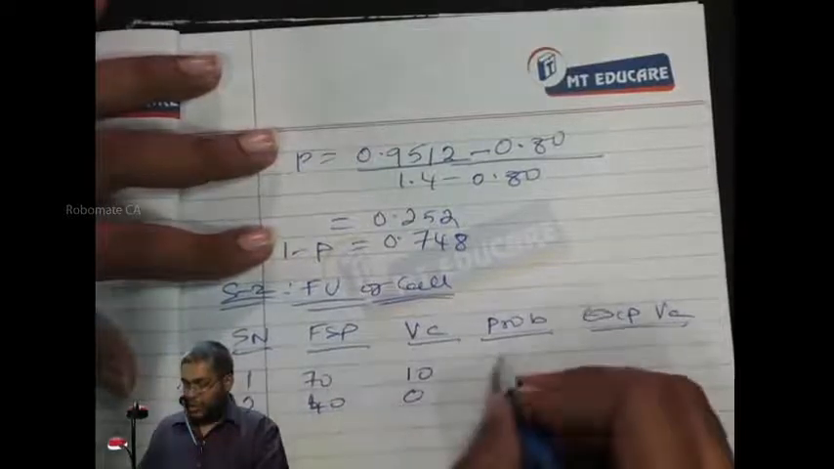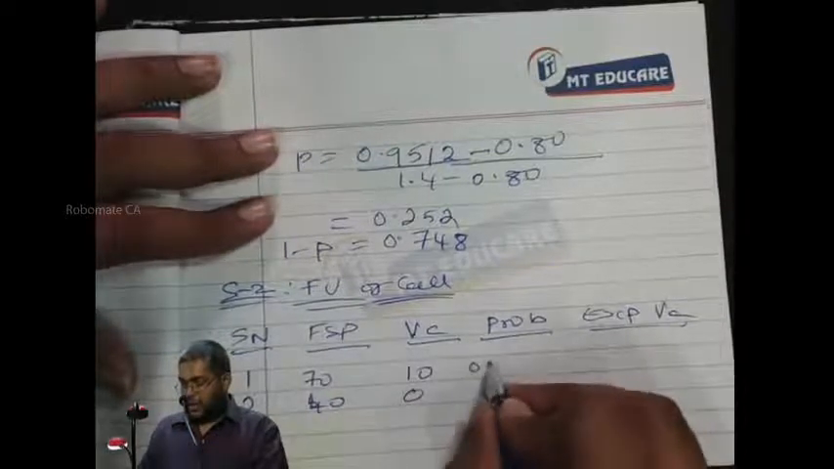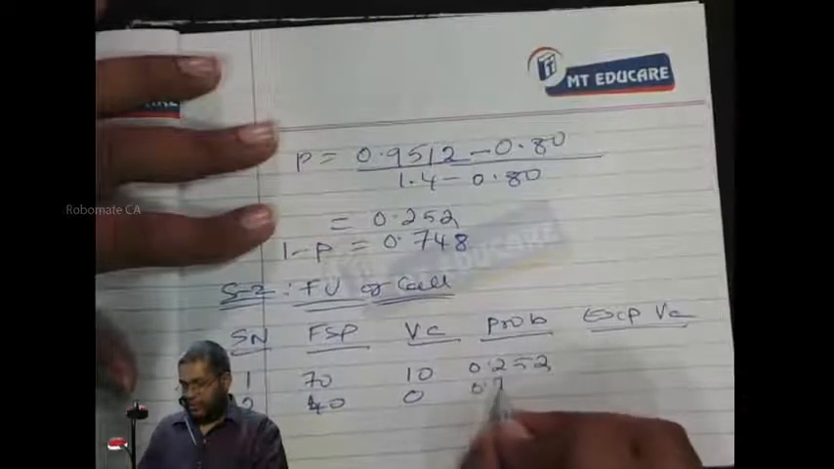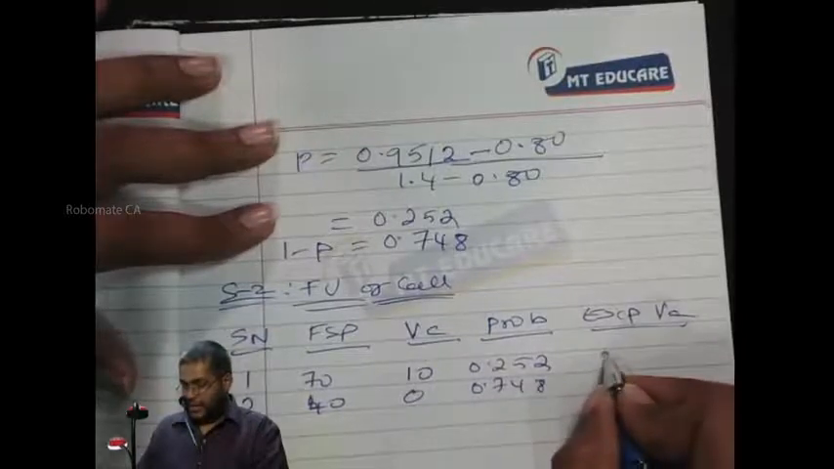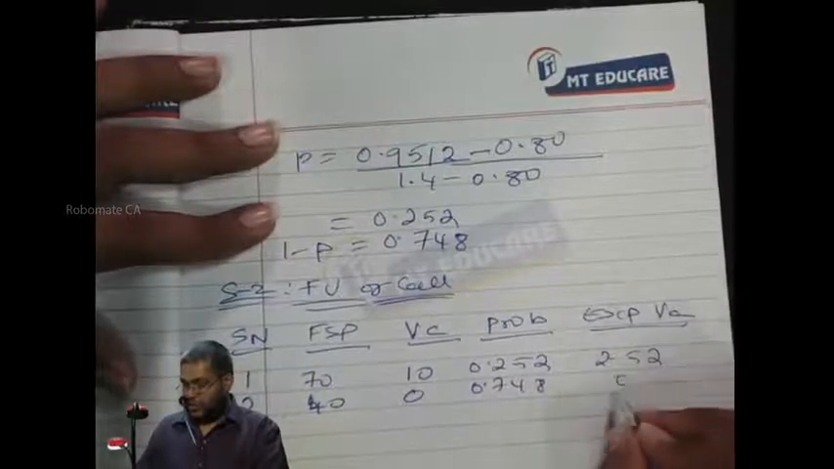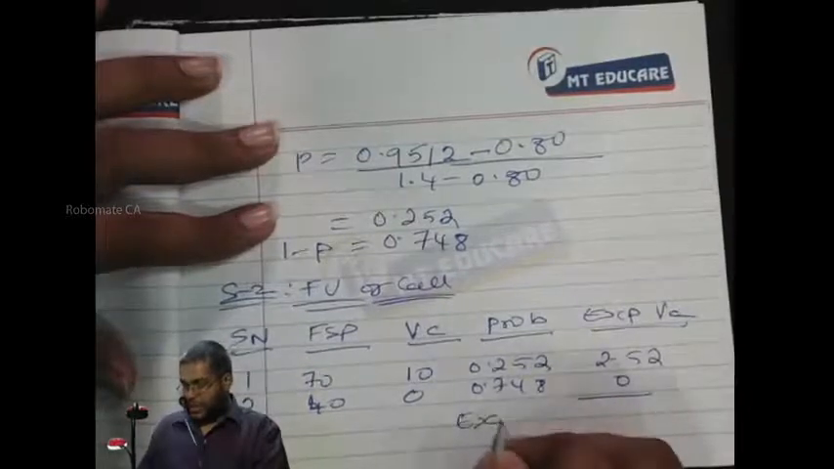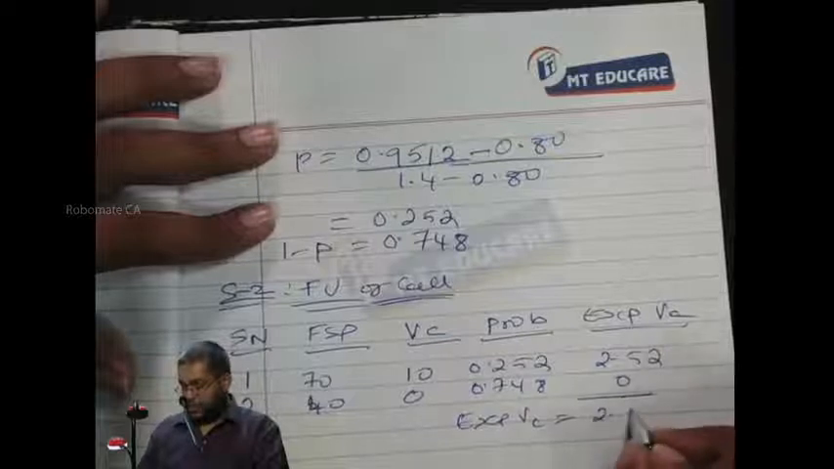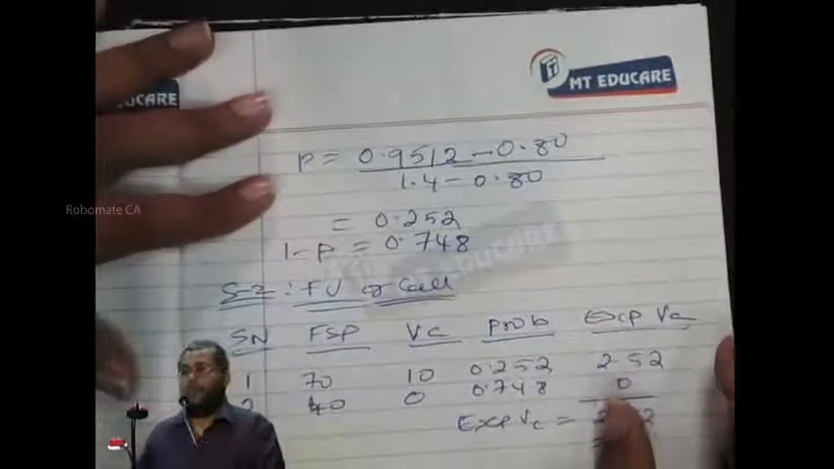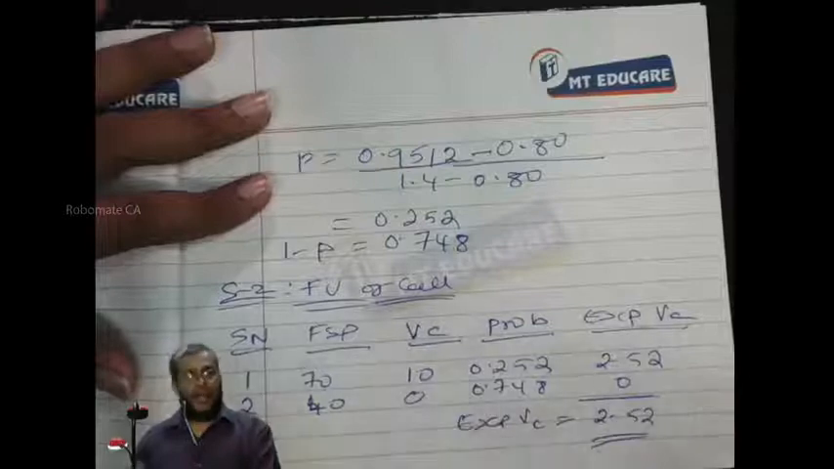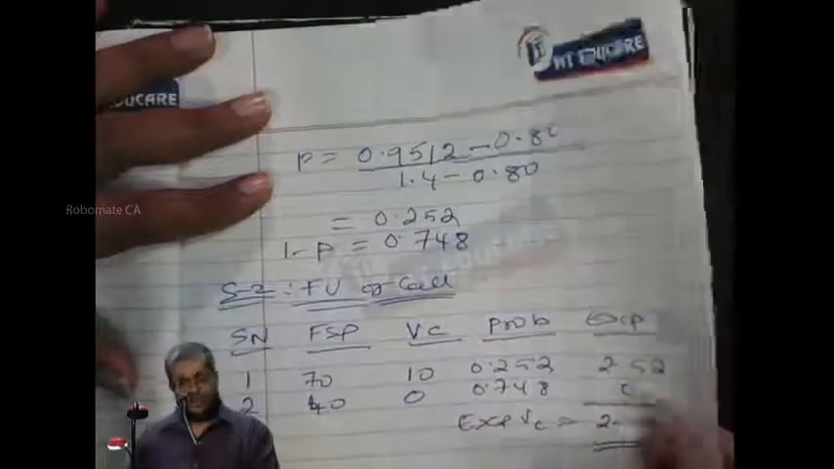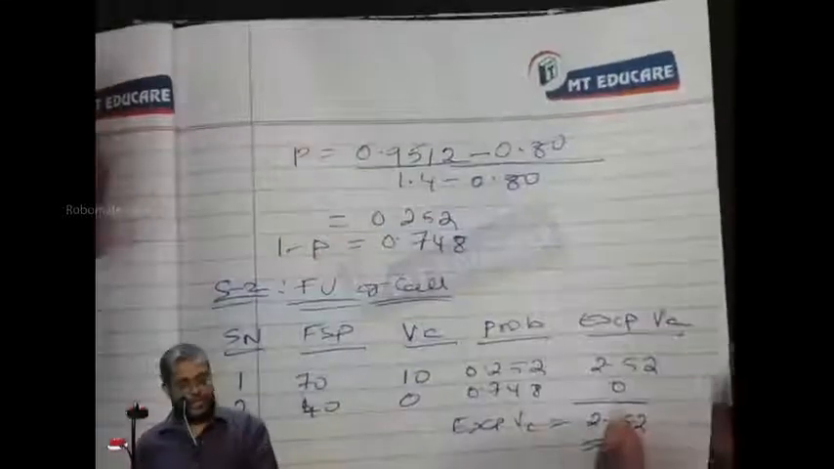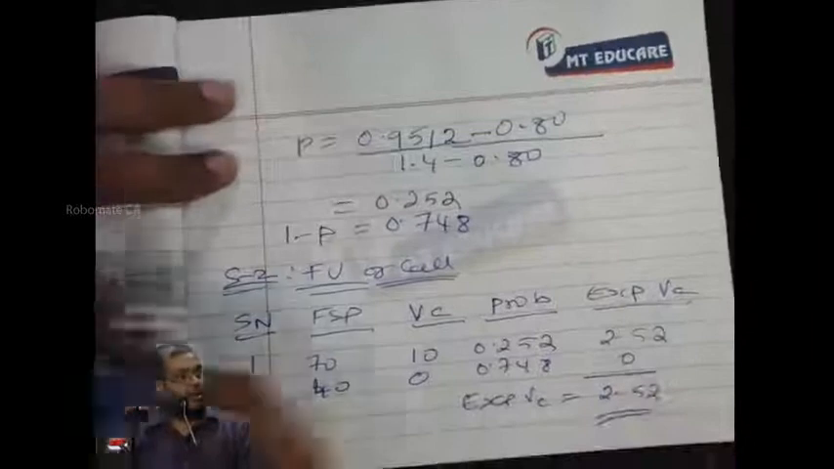Value is 0. What is the probability of 10? 0.252. What is the probability of the downward? 0.748. Expected value is 2.520. So the expected value of call after 1 year is 2.52. This is the benefit or value of the call after 1 year. Can I proceed? Now, I want the expected value as today's value. Can I proceed to the next sheet or not? Everybody copying along with me here?